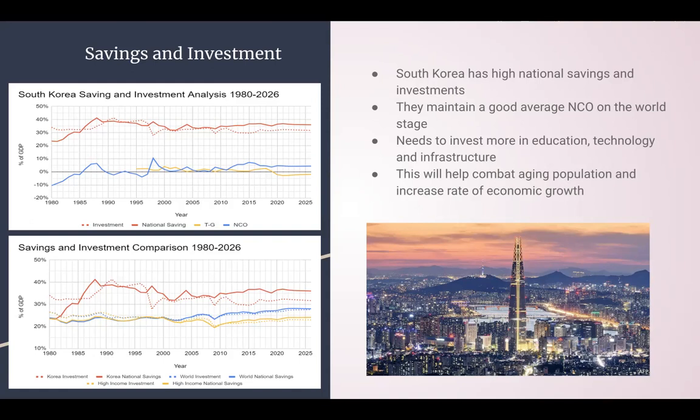However, it needs to invest more aggressively in education, technology, and business ecosystems if it wants to create a higher rate of sustainable growth in its per capita GDP.